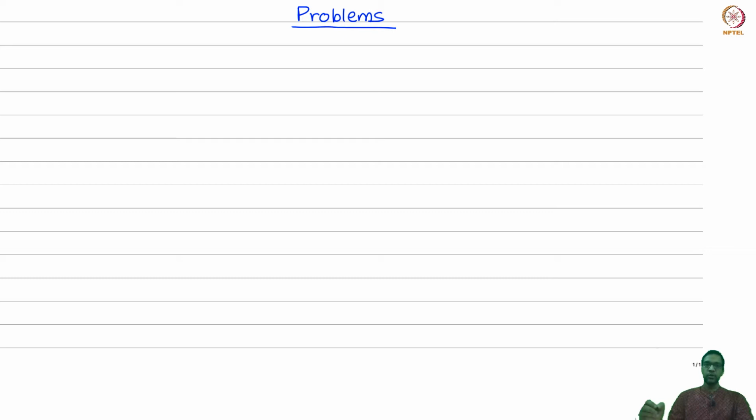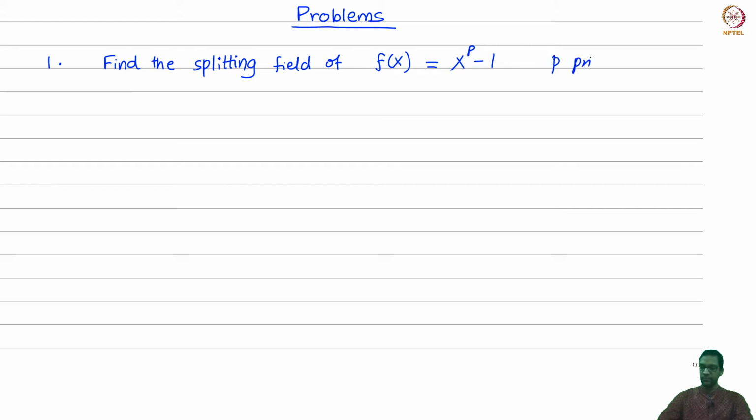Let's do some problems on computing splitting fields and the degree of the splitting field over the base field. So here's the first problem. Compute or find the splitting field of the polynomial f of x equals x to the p minus 1, where p is a prime, over the base field, which is the field of rational numbers.